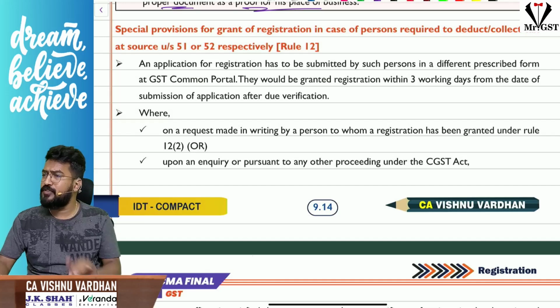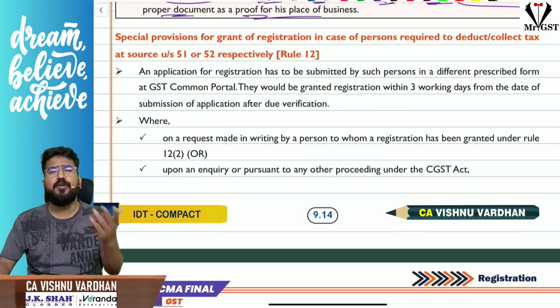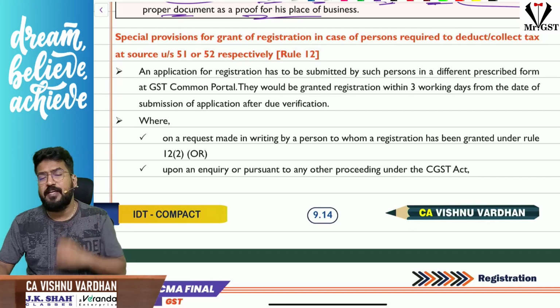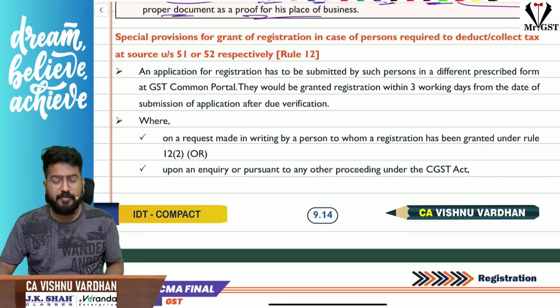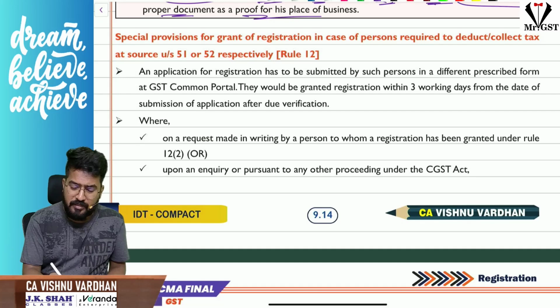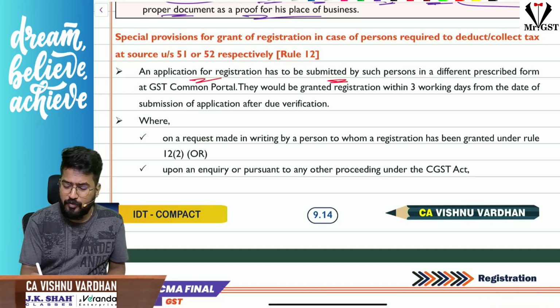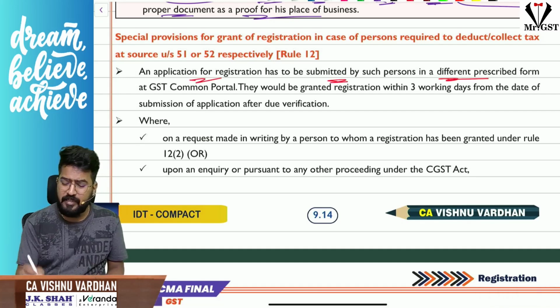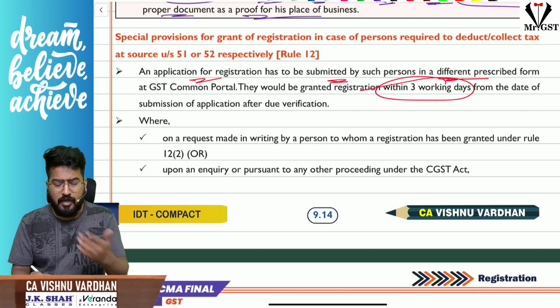Now the next one, the special procedure for registration for people who want a registration certificate because of the TDS TCS provisions, sections 51 and 52. They can make an application on the GST portal in the prescribed form. Once they make it, they will get it in 3 working days after due verification of the application.